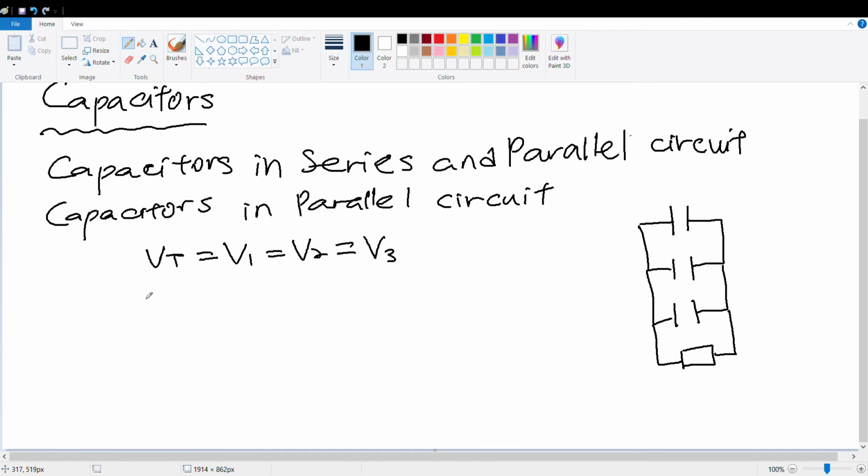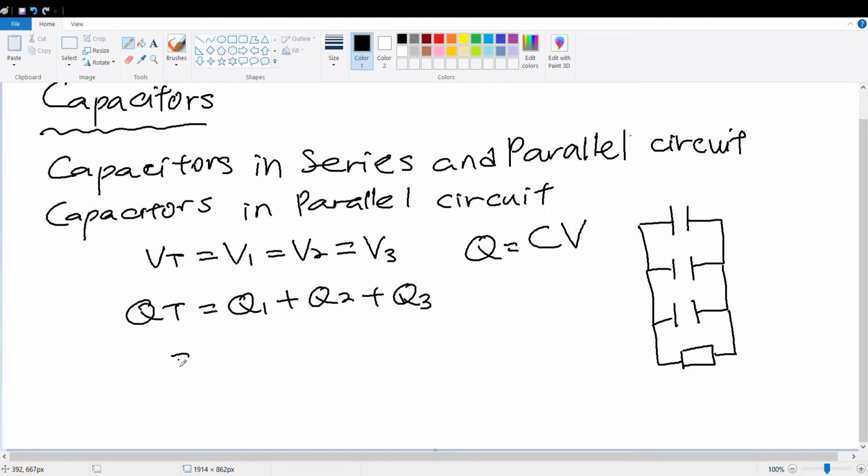So what about the electrical charges? The electrical charges in parallel circuits follow the rules of the current. So this Q equals Q1 plus Q2 plus Q3. Since Q equals CV, what I have here is C1V plus C2V plus C3V. I didn't write this V as V1, V2, and V3, since all of them are the same. So this is CTV, of course.